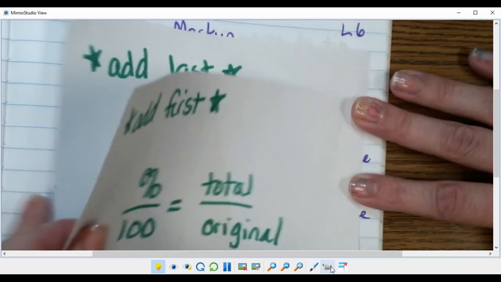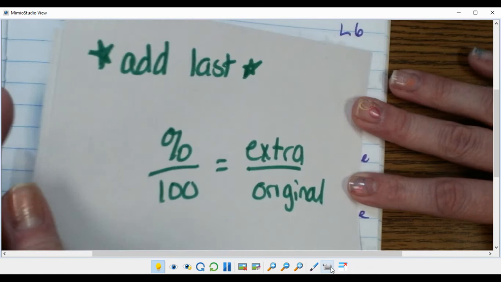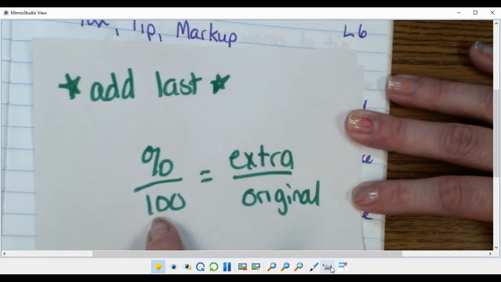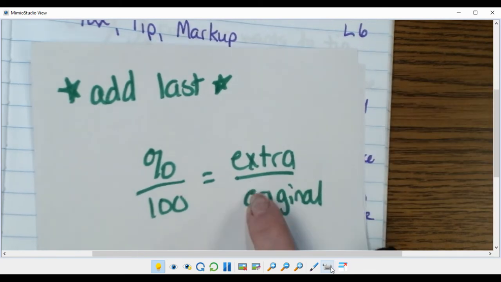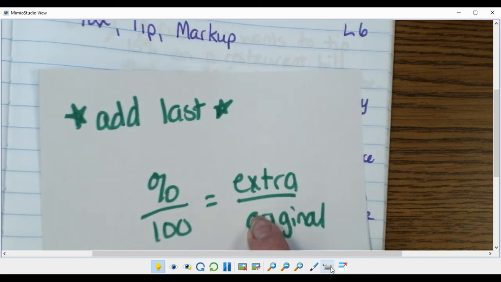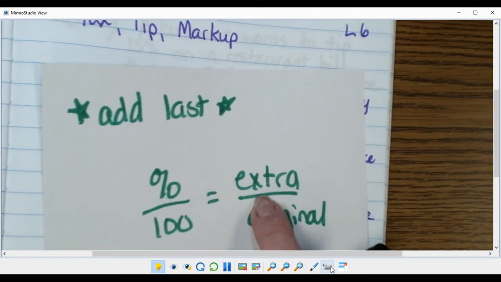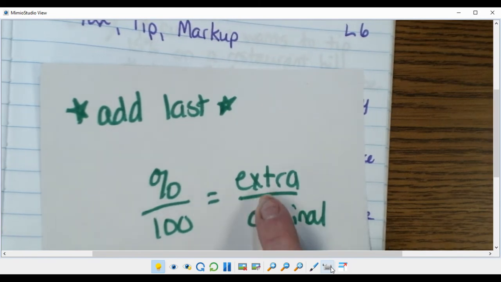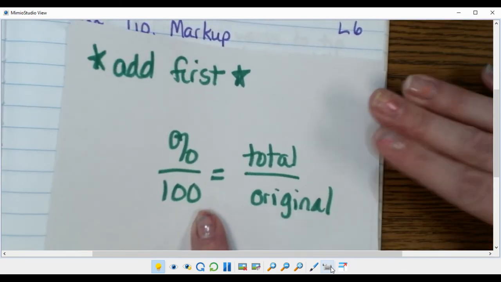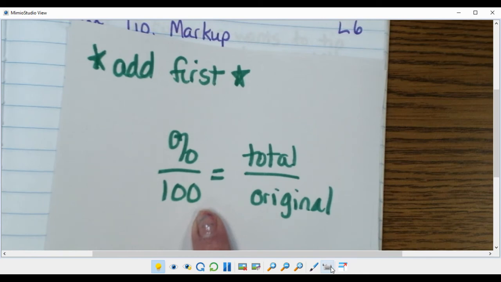Or the exact same problem is where you add last. You figure out just the extra amount, and then it would be percent over 100 equals that extra amount over the original. My concern with this one is that students often forget to add. If they're asking for the total, let's say it's going to cost me $10 extra, they forget to add that $10 on. If I had my choice, I would do the first one all the time, because once you get an answer, you're done. There's a lot less chance of messing up. But I will show you both ways. Sometimes you need one over the other.